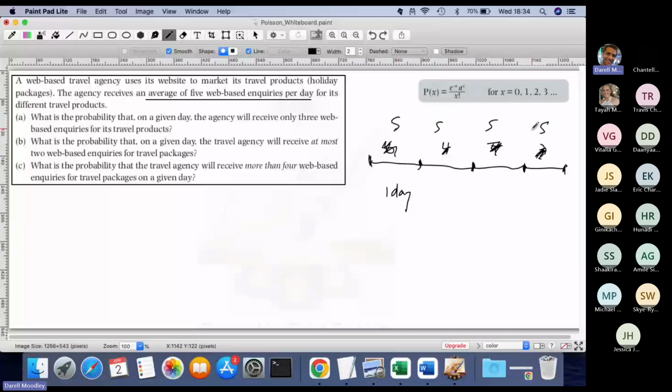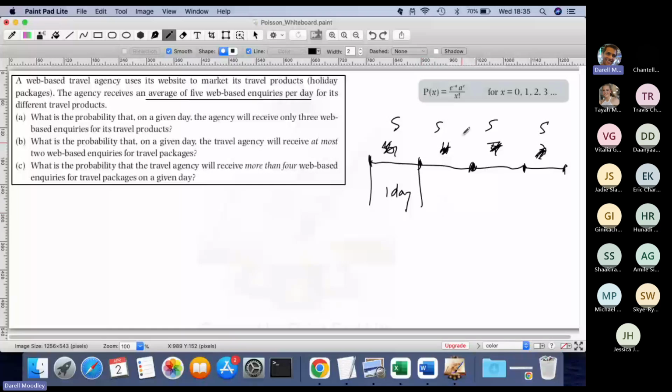So what we're doing is counting the number of occurrences of something happening, and in this case, it's web-based inquiries. So they're counting the number of instances, and the time interval is a day. When you're trying to work out the probabilities of this type of problem, where you're counting the number of occurrences within a time interval, then it's a Poisson distribution. That's what you pretty much need to know. If you're given an average occurring in a given time interval, that is a giveaway to use a Poisson distribution.